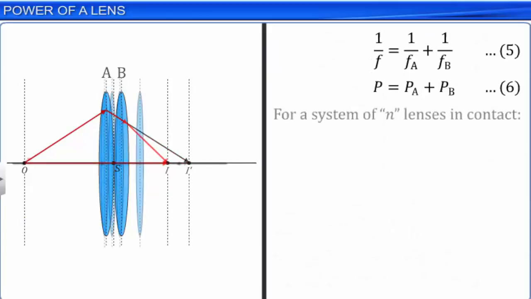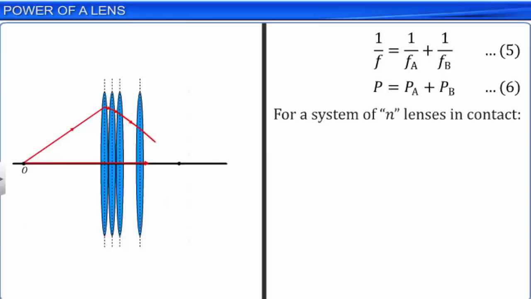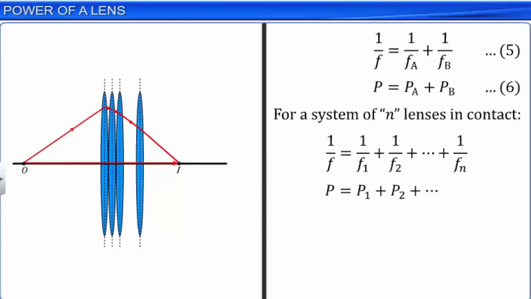In case of a system of lenses, the image formed by one lens is the object for the next lens. Hence, the total magnification of the combination is a product of the magnifications of the individual lenses. If the magnification of the combination is M and the magnifications of the individual lenses are M1, M2 and so on up to Mn, then M is equal to M1 into M2 into so on up to Mn. While using these equations, it is important to note that proper sign convention is to be applied for the values of focal length and optical power.